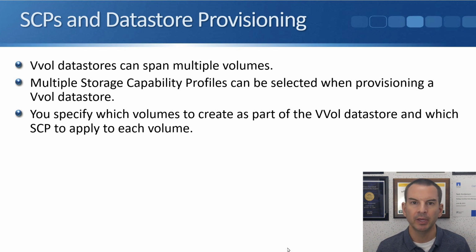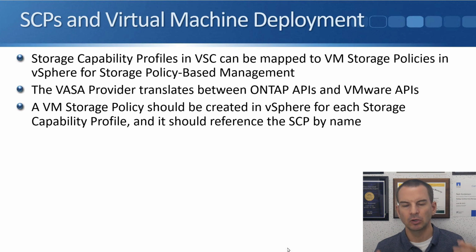So, for example, you could configure a vVol data store from the VSC. You could say that you want it to be made up of 4 volumes, and you could have 2 of the volumes with deduplication turned on, and you could have 2 of the volumes with deduplication turned off. When you provision that data store, you specify how many volumes you want it to be made up of, you specify the size you want the volumes to be, and you also specify the storage capability profile on the volumes too, and the different volumes can have a different profile. Okay, so that was for provisioning the data store on the ONTAP storage.